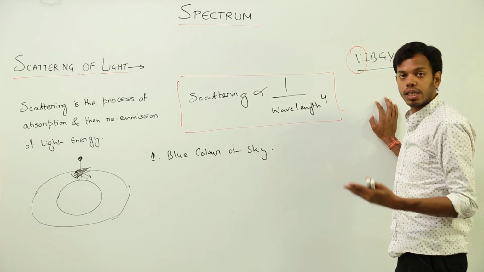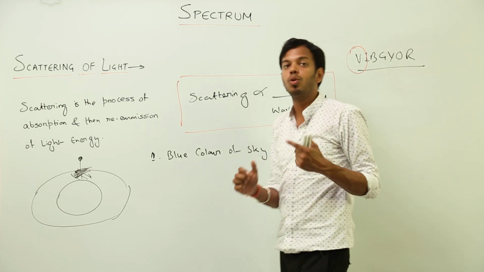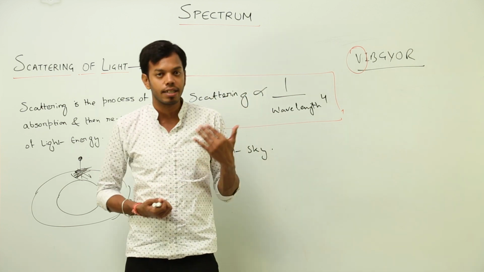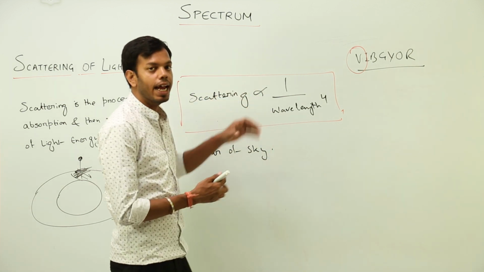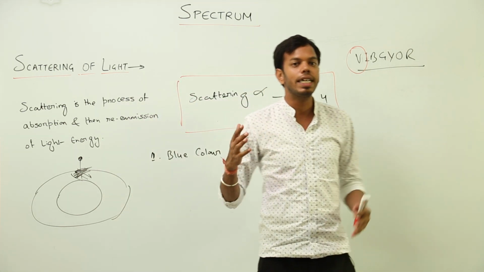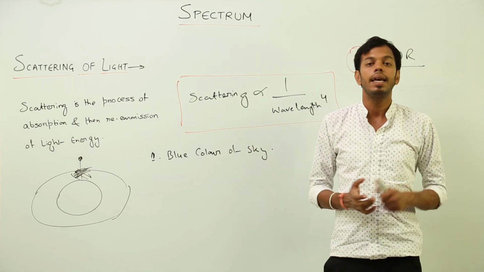So I will repeat it, the blue color of the sky is due to the fact that when sunlight enters Earth's atmosphere, the bluish portion of the light is scattered the most, and the sky appears blue because it is the only color which is reaching our eye.